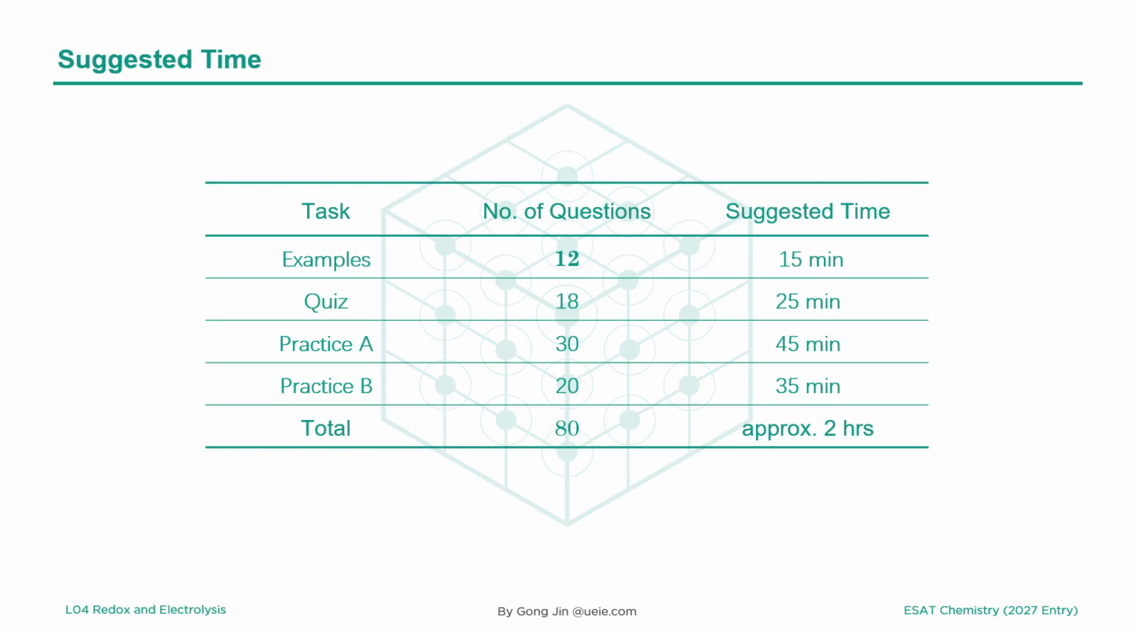Let's briefly go over the timeline for the lesson. We'll use examples to explain core concepts step by step. The short quiz helps you to review and consolidate what you've just learned. Practice A covers basic knowledge and skill application. Practice B includes more difficult exam-style questions to improve your problem-solving skills. The whole lesson takes about 2 hours, and you can learn at your own speed.